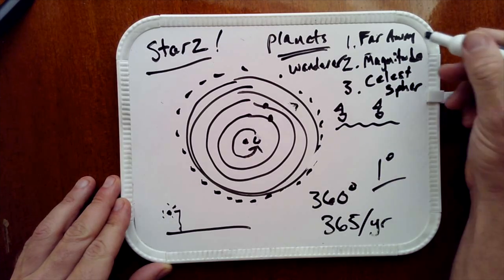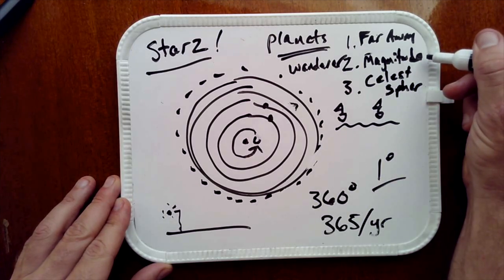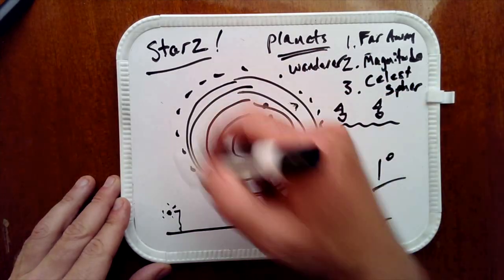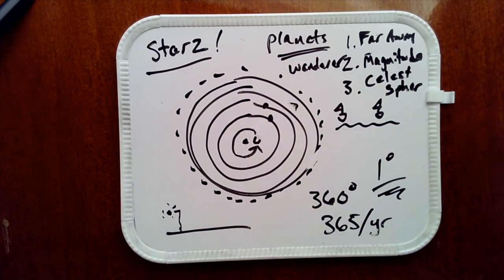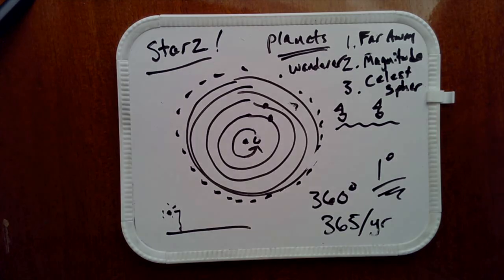So 3 things: they're very far away, they're variably bright, but they all have a magnitude, and the celestial sphere changes about 1 degree per night. Those are some factoids about star astronomy that I think are helpful to you as celestial navigators.